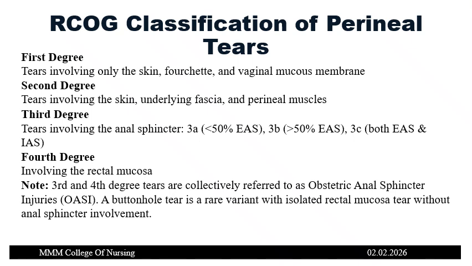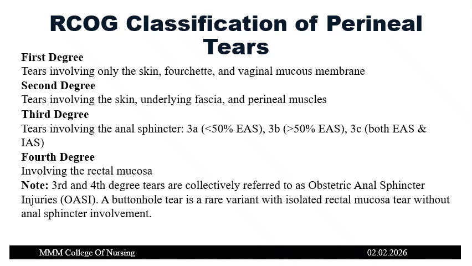So this is the RCOG classification of perineal tears. The Royal College of Obstetricians and Gynecologists, that is RCOG, classifies perineal tears into 4 degrees. You can think of this like layers of clothing. The first degree means only the skin and the vaginal mucosa, like a scratch on a surface. The second degree is skin and the perineal muscle, like tearing the fabric and the inner lining. And the third degree involves the anal sphincter muscles.